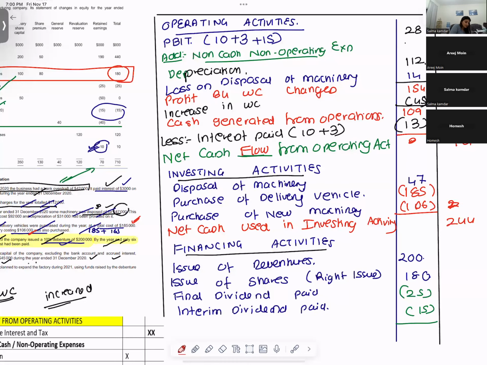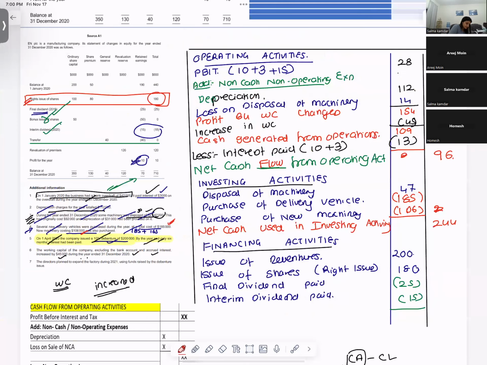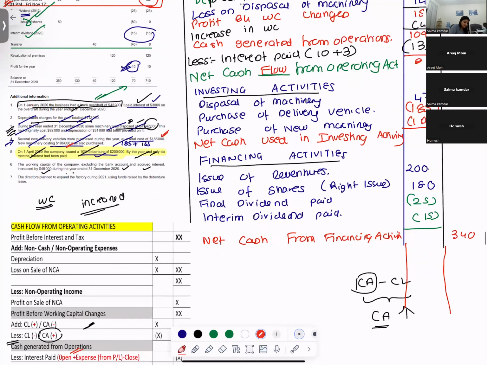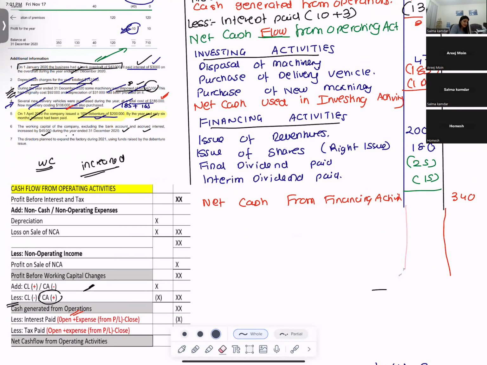Financing activity. How much? It's a positive figure. What will I write then? Net cash flow from financing activities. How much is it? 340. Are you getting the same answer?